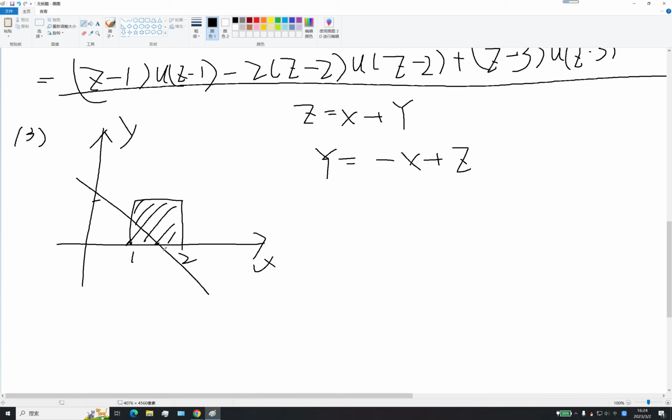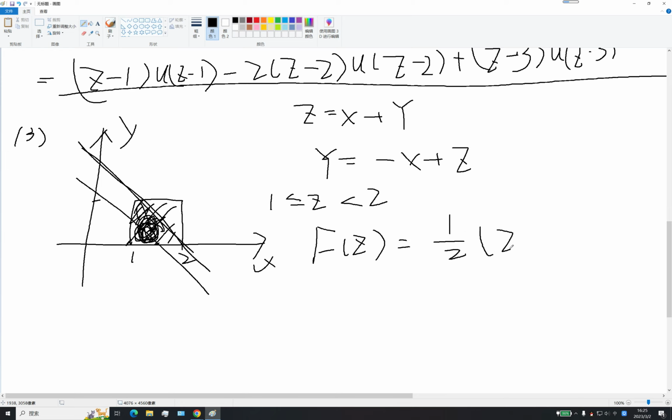When Z is between 1 and 2, the line is on the left side of the square. So this area is the Z region. We know that the big F_Z is the area of this triangle, and this triangle is one half (z minus 1) squared. So this is the big F_Z when Z is between 1 and 2.